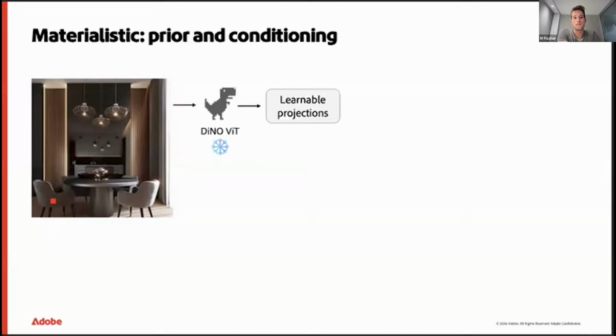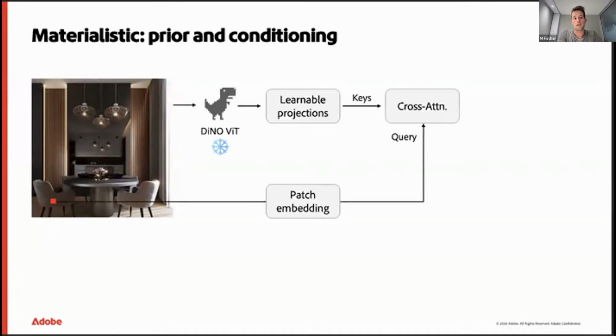And from DINO space, you learn a small, very lightweight, learnable projection layer to project it to some other space. And then the authors propose to use a cross-attention mechanism where those features that we just encoded and projected are going to be the keys, and the patch embedding of your pixel is going to be the query.